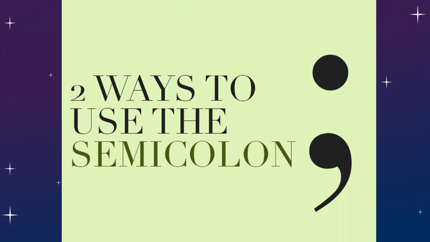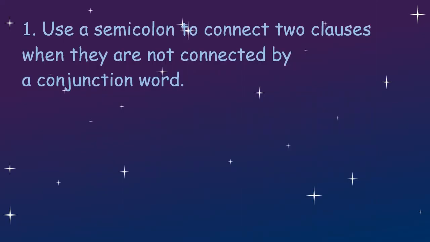The second punctuation mark that we will take is the semicolon. Use a semicolon to connect 2 clauses when they are not connected by a conjunction word. As an example, Ahmed didn't walk; he ran. As you can see, no conjunction word between Ahmed didn't walk, he ran. So we put a semicolon.